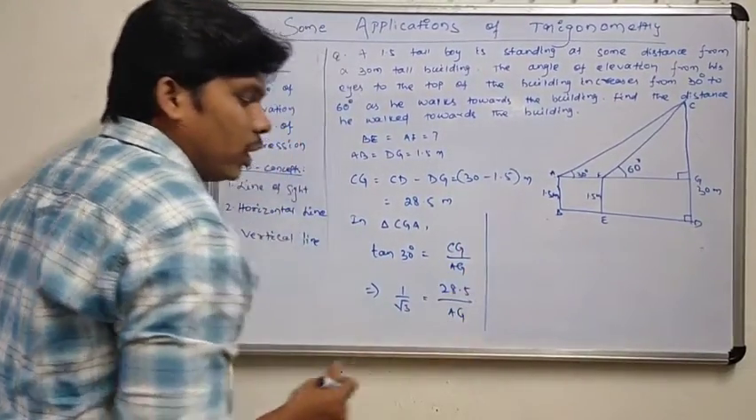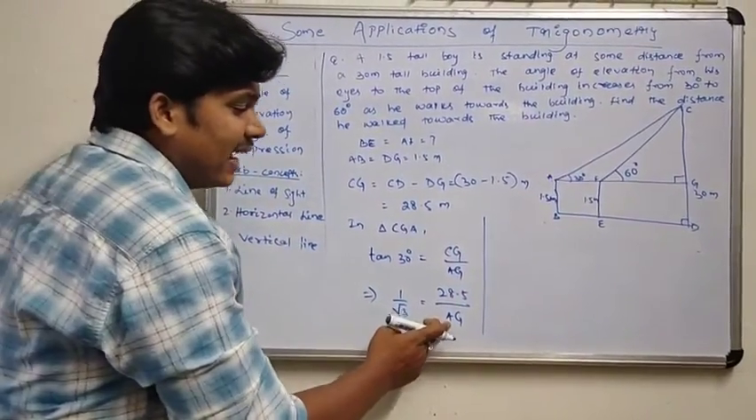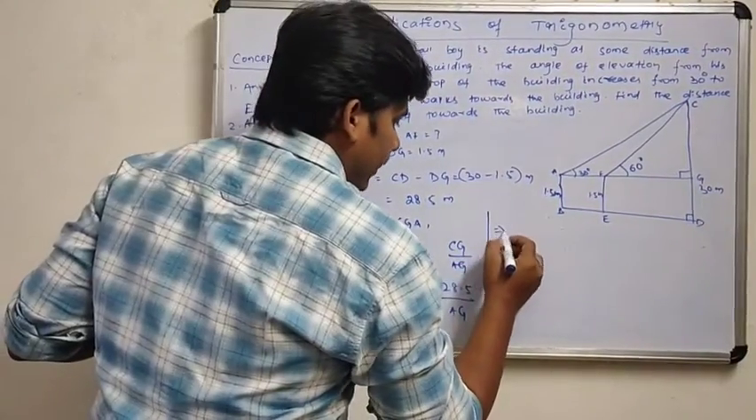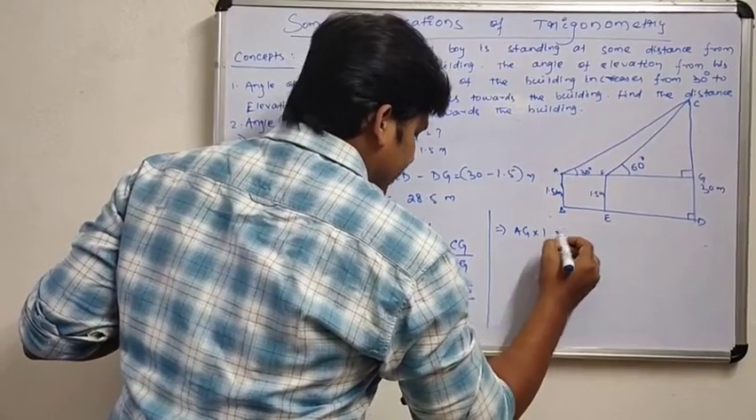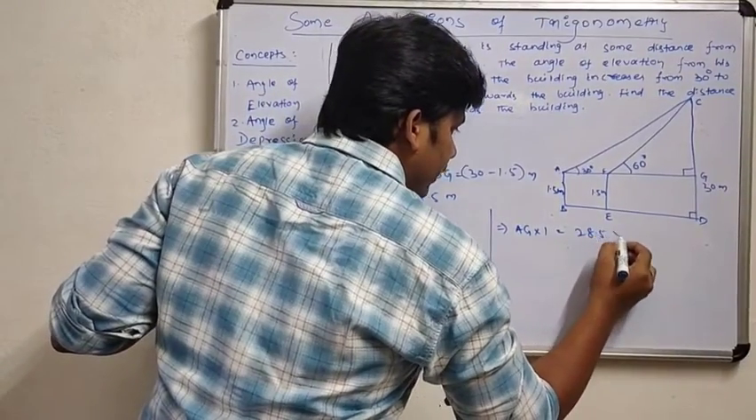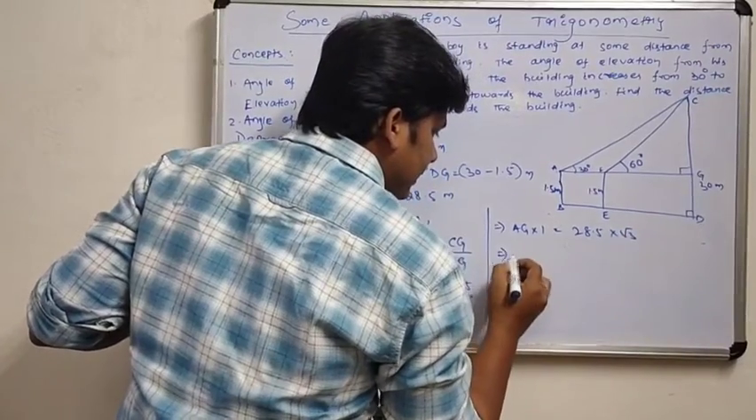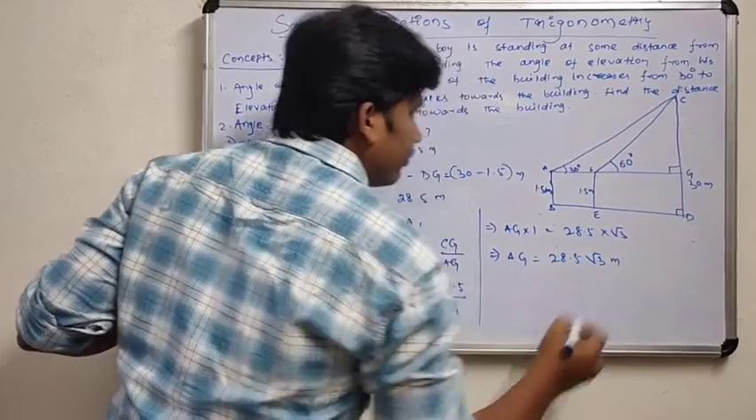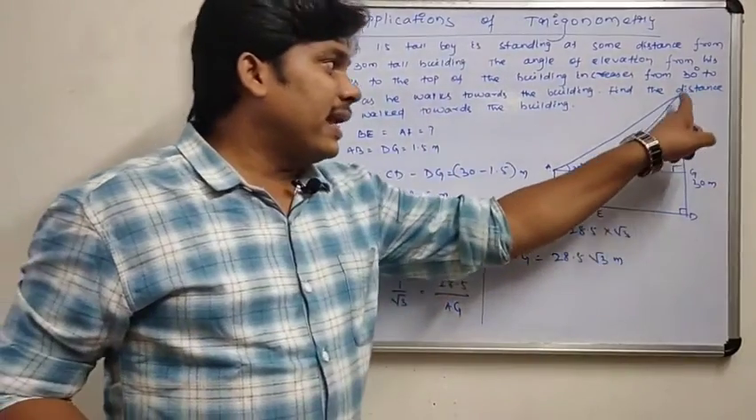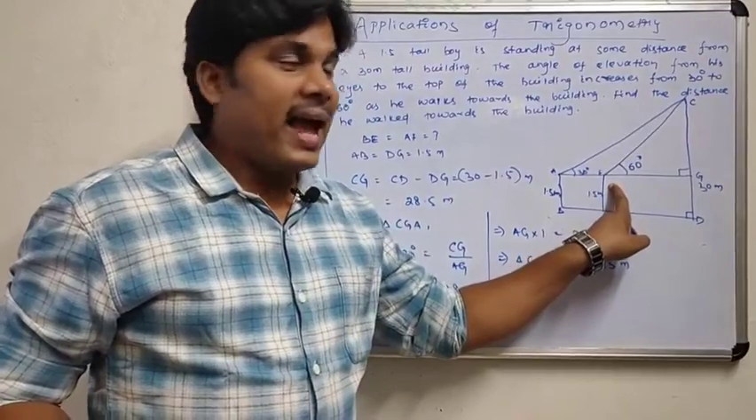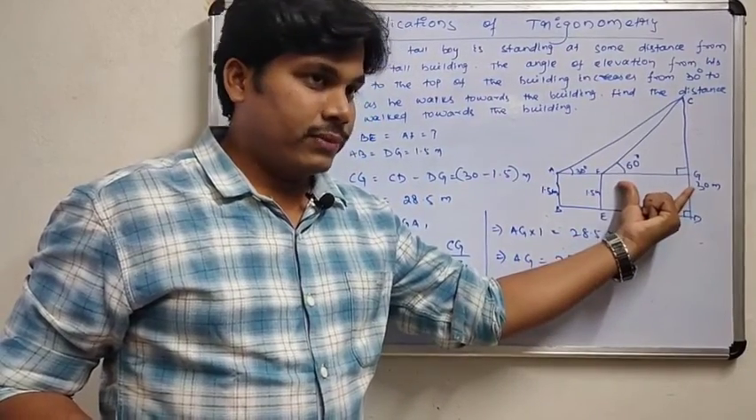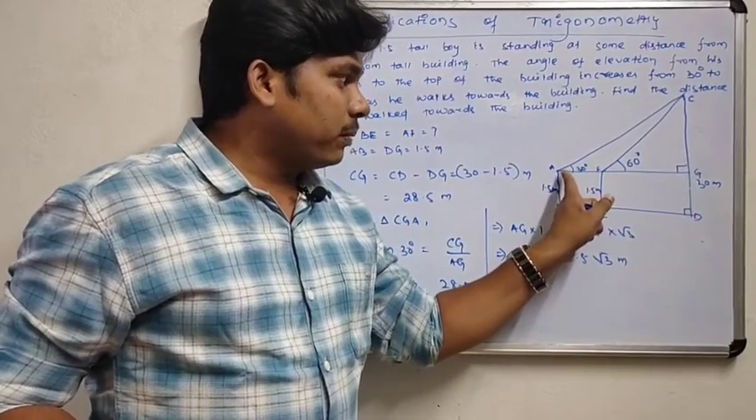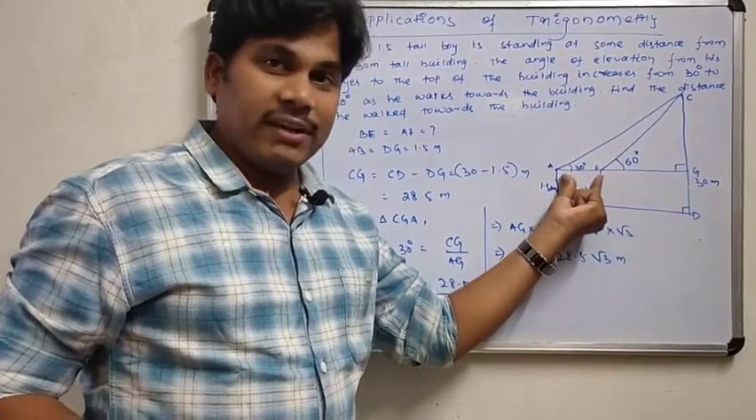I will find the value of AG by using the cross multiplication method. This AG I will multiply with the 1 and 28.5 with the root 3. Then what will I get? AG into 1 is equal to 28.5 into root 3. Then I can easily say AG is equal to 28.5 root 3 meter. Now, using the triangle CGF, I can find the value of GF. After getting the value of GF, if I subtract GF from AG, I will get the AF easily.